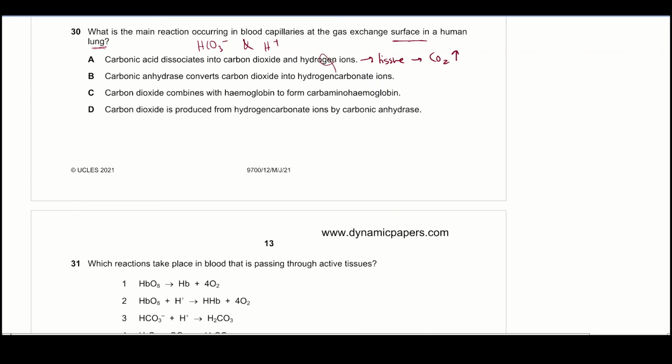B, carbonic anhydrase converts carbon dioxide into hydrogen carbonate ions. Okay, this happens, as we said, in tissues only when carbon dioxide concentration is high. So it doesn't happen in lungs, so it's also incorrect. C, carbon dioxide combines with hemoglobin to form carbaminohemoglobin. This also happens in tissue when carbon dioxide concentration is high, so this is incorrect. D, carbon dioxide is produced from hydrogen carbonate ions by carbonic anhydrase. This is correct. Carbon dioxide is actually produced for it to be excreted out of the lungs. So this is correct.